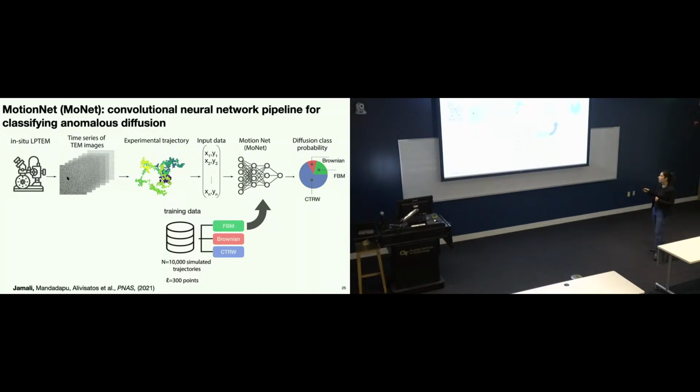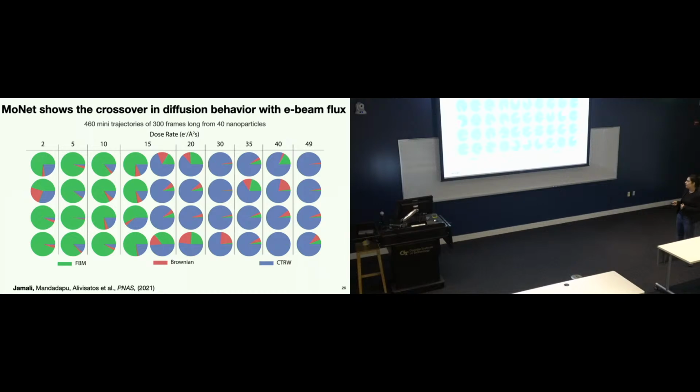Once we feed our experimental data into the neural network, we can output the probability associated with each of these classes of diffusion. So, with what probability you have continuous time random walk, FBM, or Brownian motion. Once we applied this neural network to our data, what we could see was that as we increased the dose rate from 10 to 49, there is a change in the diffusion class from fractional Brownian motion to FBM, and on average.